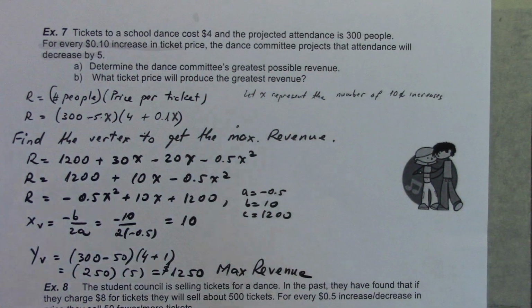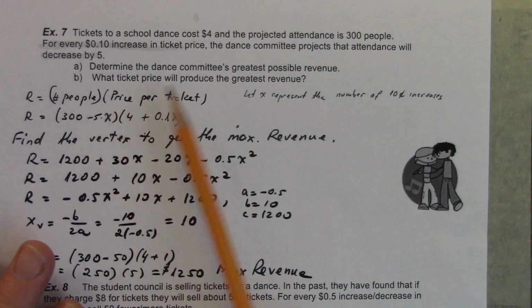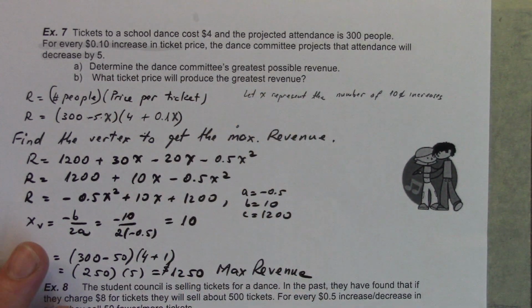So it makes sense, right? They charge more money, less people are going to want to come. Charge less money, more people are going to want to come. So they've determined that if they charge $4.10, they're going to have 295 people, right? Like 5 less people, okay? So it says, determine the dance committee's greatest possible revenue.